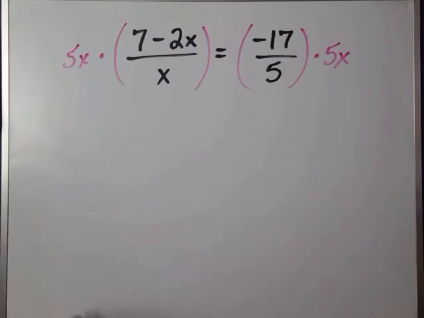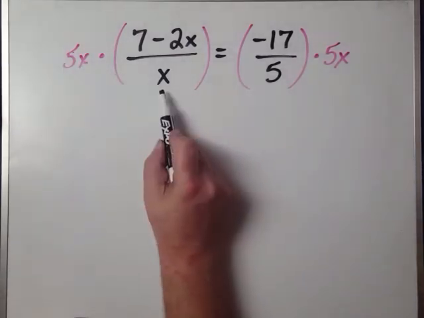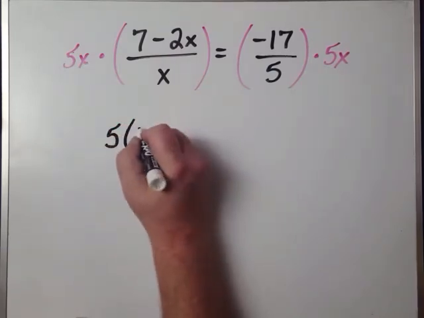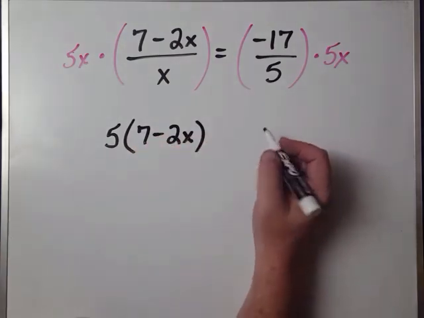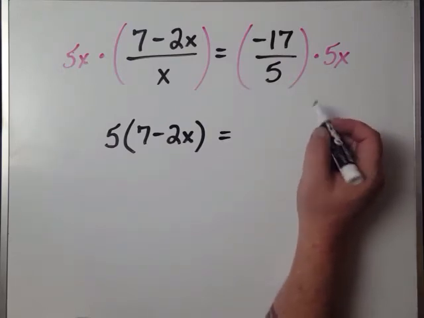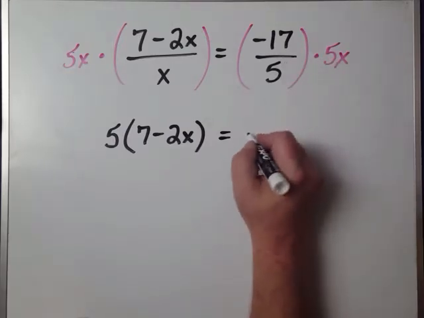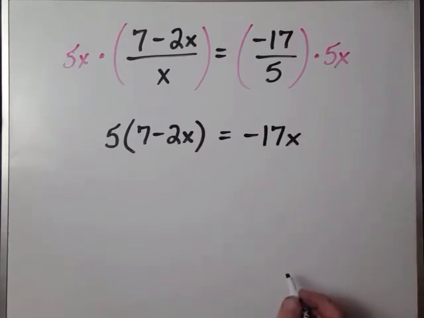As I multiply here on the left, what happens? Well, the x's will cancel. What survives? That pink 5 and the black numerator. And we'll clean that up in a minute. On the right-hand side, as I multiply, what happens? Well, the 5's will cancel. What survives? The black negative 17 and that pink x. And we now have a linear equation that we can solve.